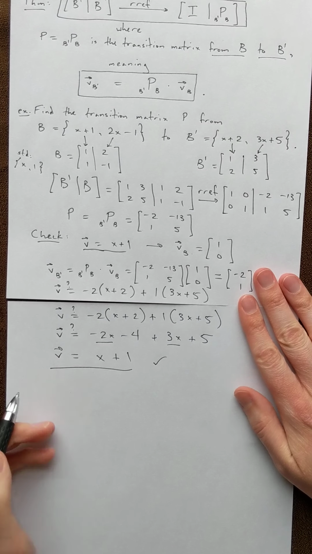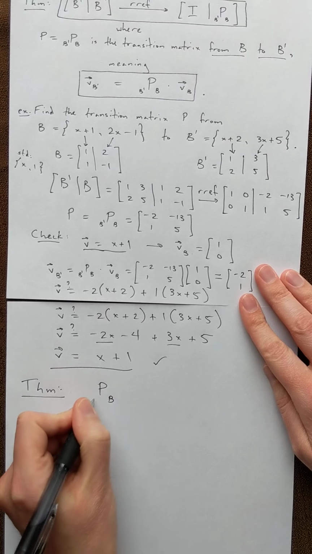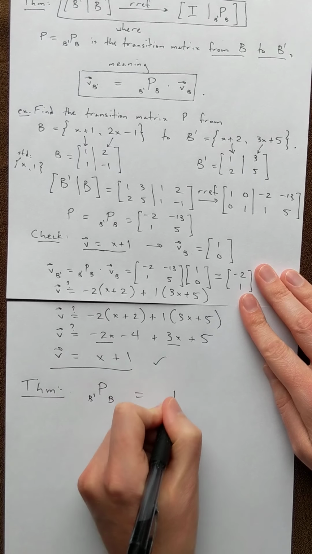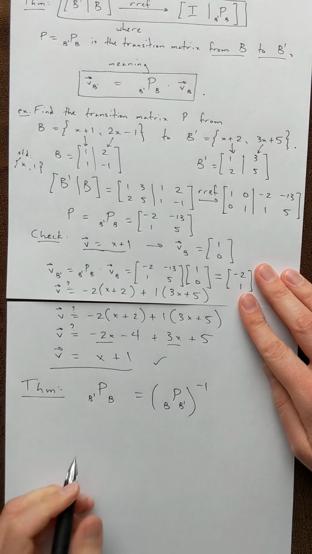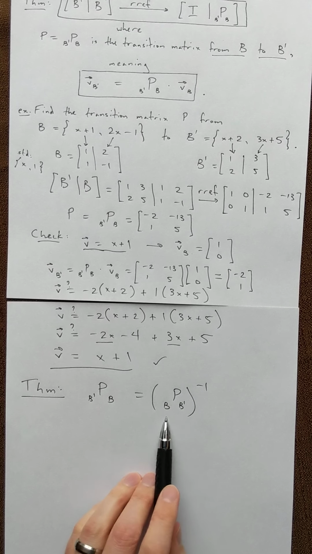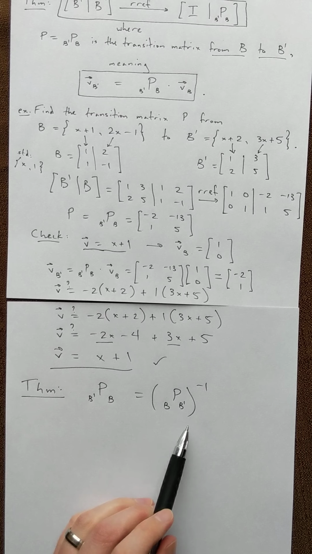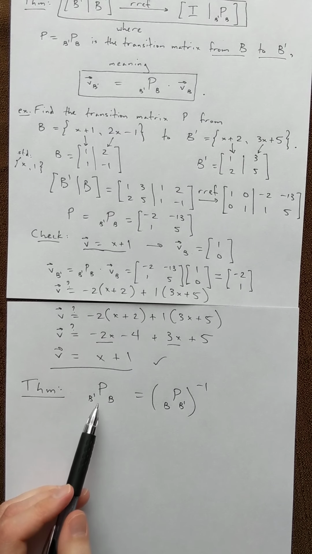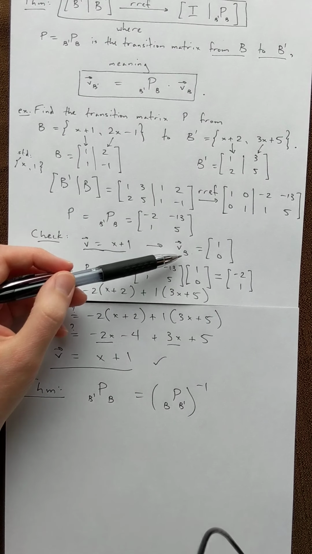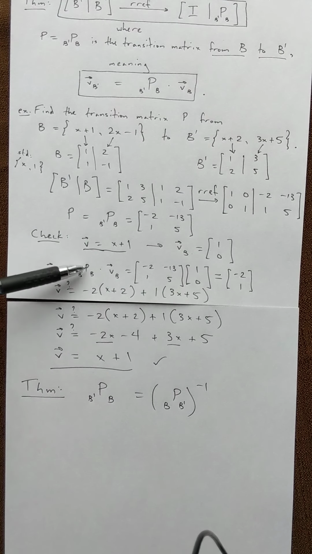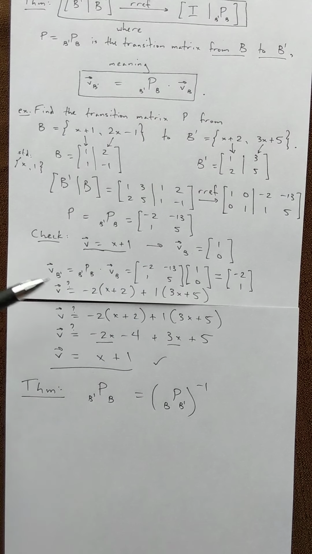And one last little thing I should mention. This may or may not be obvious. If you get the two B's in the wrong place, what you're actually going to do is find the inverse transformation. The inverse of this matrix is this matrix. The idea being, if you can transition from B basis to B prime basis by multiplying by this P, you should be able to transition back by multiplying by its inverse.